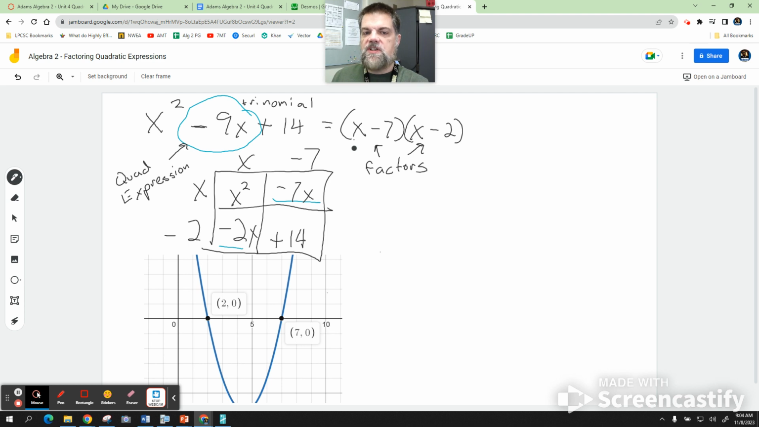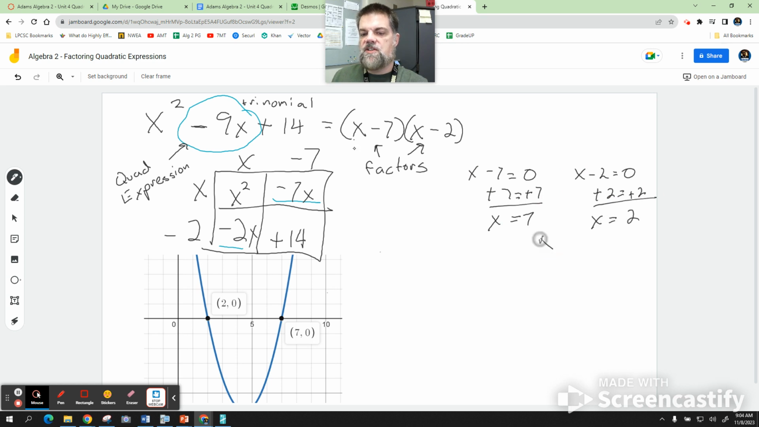And then what do we do next? I'm going to say x minus 7 equals 0. And then x minus 2 equals 0. If I add 7 to both sides, I get x equals 7. If I add 2 to both sides on this, I get x equals 2.